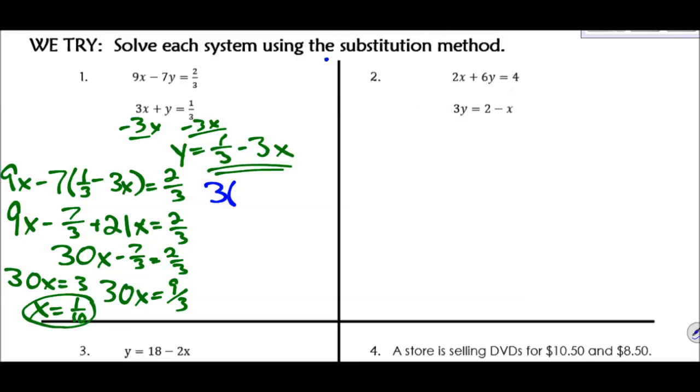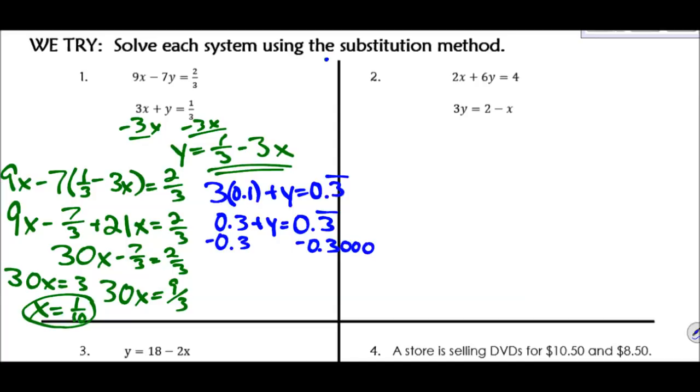So 3 times, I'm going to change that into a decimal, that's 0.1, plus y equals 1/3 as a decimal is 0.3 repeating. So I'm going to multiply 3 times 0.1, that's 0.3, plus y equals 0.3 repeating. And I'm going to subtract 0.3 from both sides. So I'm going to do minus 0.3, minus 0.3. And if you can imagine, this is 0.3000 going on forever. This is 333 going on forever.